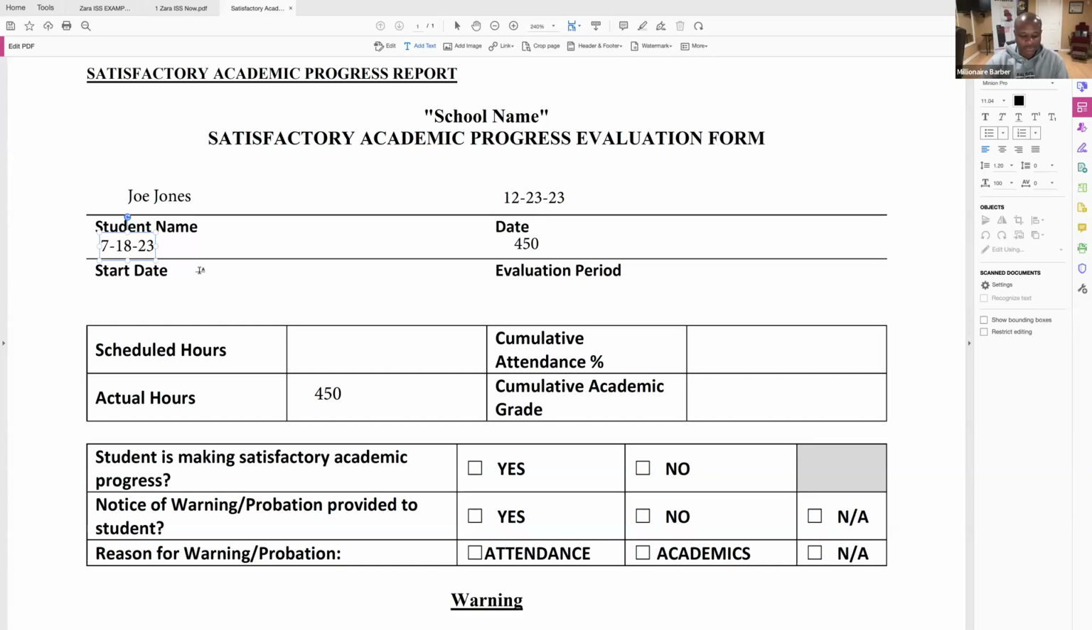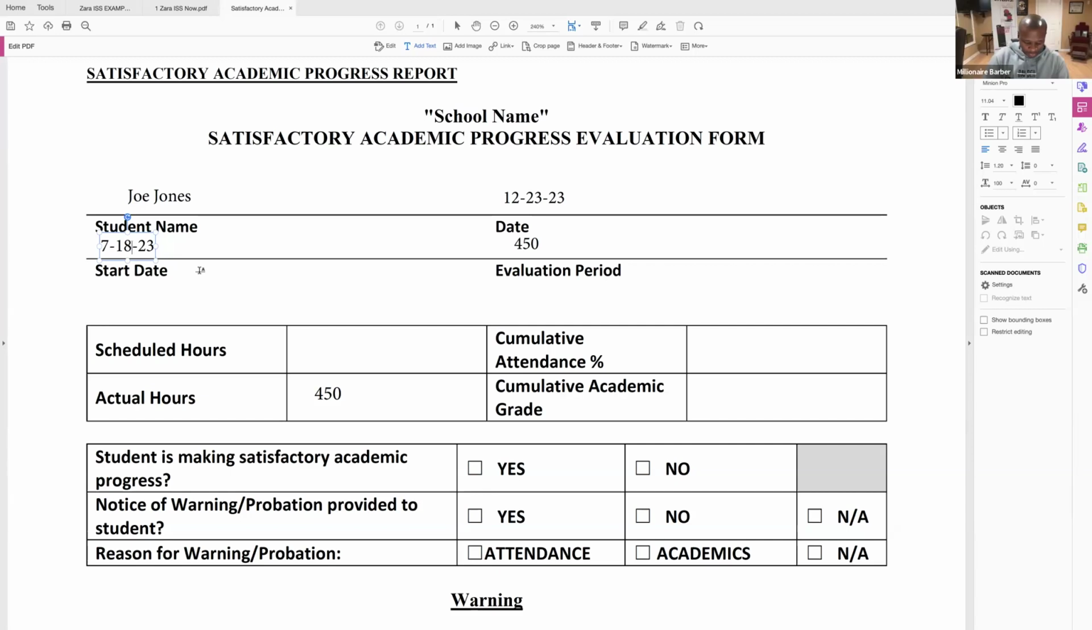So that's 1 week. July the 25th is what? 2 weeks. August the 1st, 3 weeks. The 8th, 4. August the 15th, 5. August the 22nd, 6. The 29th, 7. September 5th, 8. September 12th, 9. September 19th, 10. September 26th, 11.